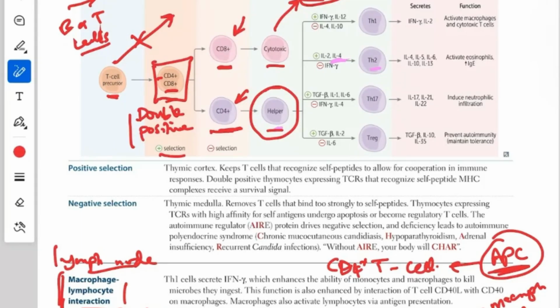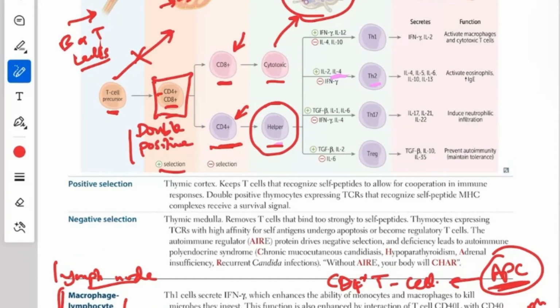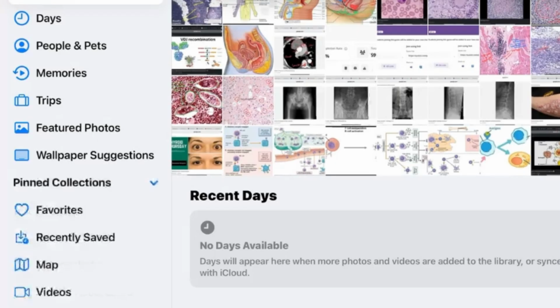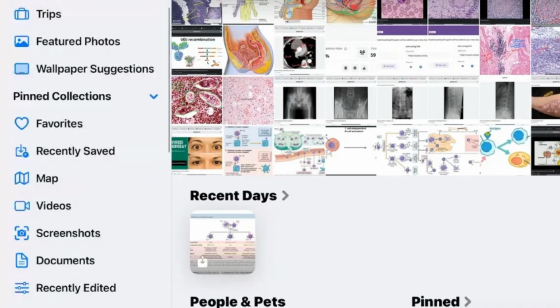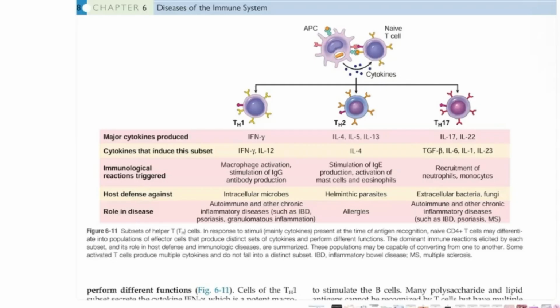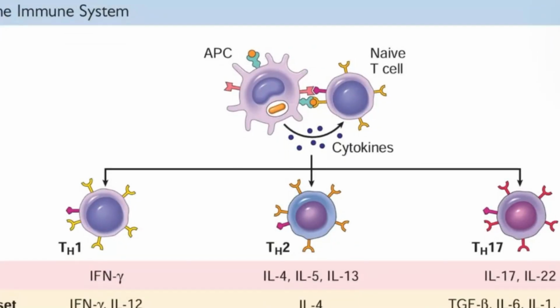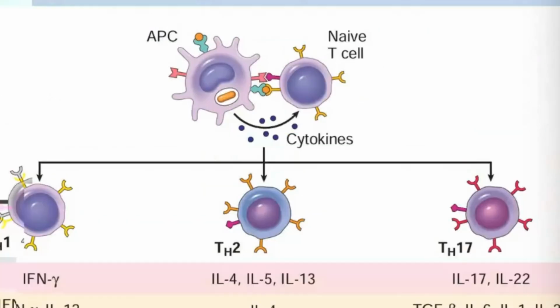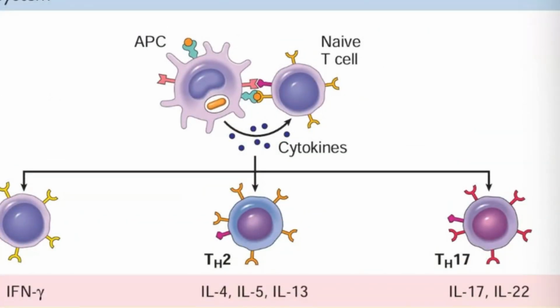Now, this macrophage-lymphocyte interaction, they're talking about this interaction. When the macrophage interacts with it, let me see, I think I should have a diagram that illustrates that. Okay, so look at it here. Look at the macrophage here. This is the macrophage.